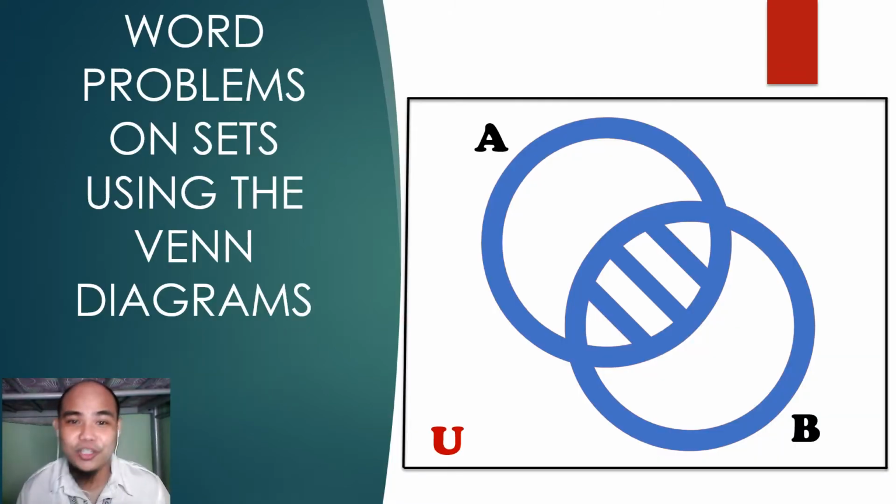Now let's get to know the basic parts of a Venn diagram. As you can see here, we have a rectangular shape. This rectangular shape represents the universal set, in which all the elements or sets involved in our problem belong. Inside the universal set, we have circles or overlapping circles that represent the sets involved in our problem. In this case, we have set A and set B. That is the basic part of a Venn diagram.